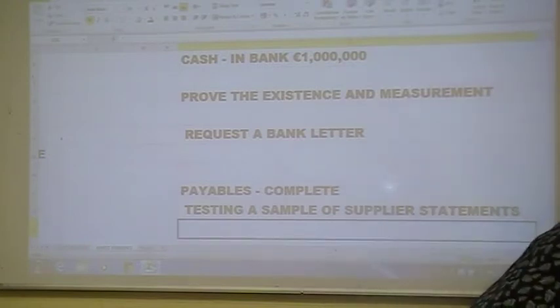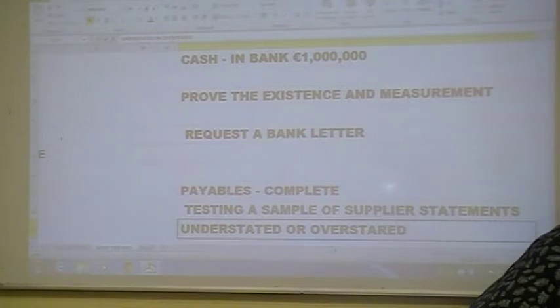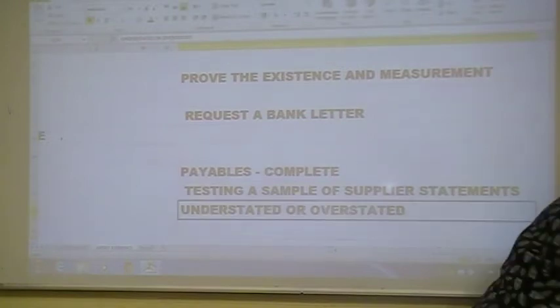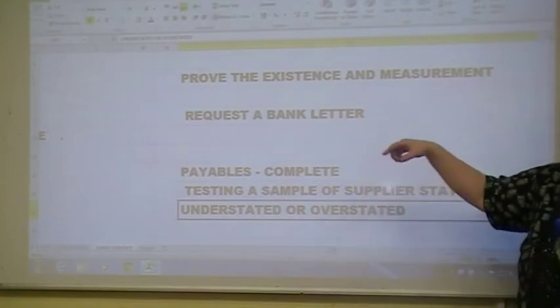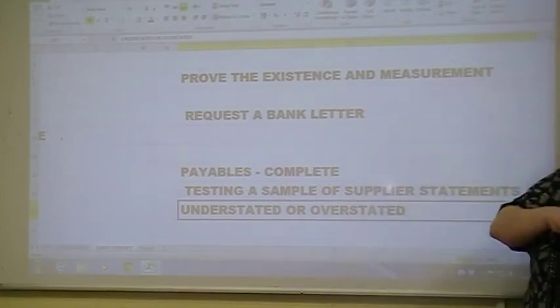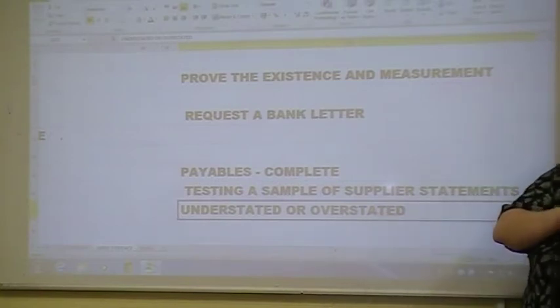Okay, and what we're looking to see is, are they understated or overstated? If they're understated, it's affecting the company because their profit would be too high, and if overstated, their profit would be too low.